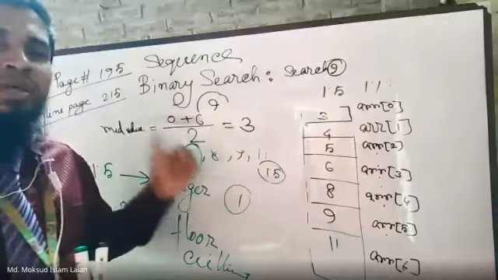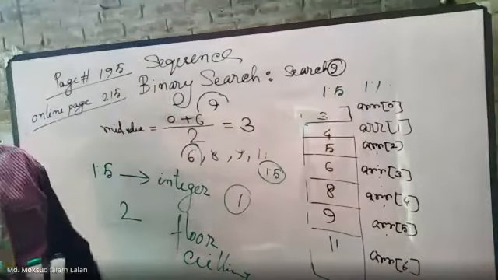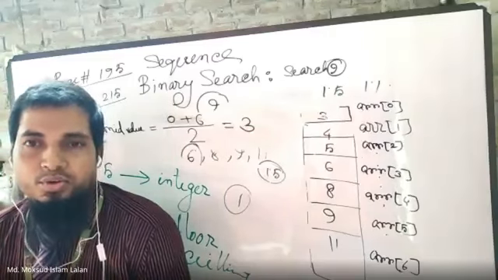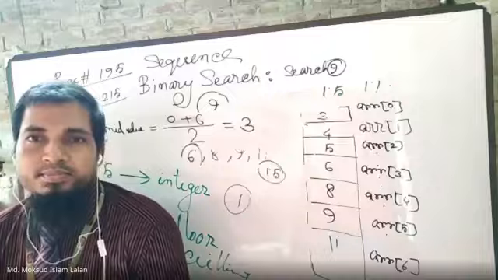Sir, index 1. That means 8. Definitely, you must consider 8 as the mid value. Did you get it? Yes, sir. Do you have any question? No, sir.